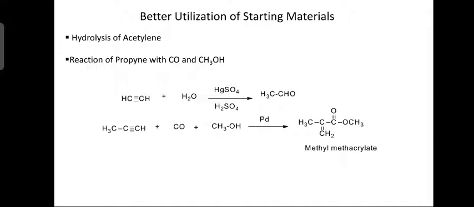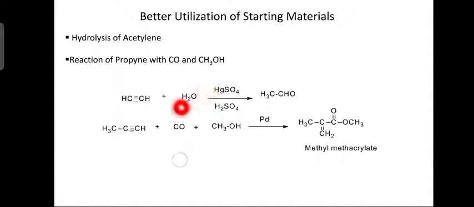Now, next is better utilization of starting materials. Under this there are 2 examples: hydrolysis of acetylene and reaction of propyne with carbon monoxide and methyl alcohol. First let us see the hydrolysis of acetylene. Acetylene undergoes hydrolysis with dilute sulfuric acid and in the presence of mercury sulfate catalyst to give acetaldehyde. And this is the equation: CH≡CH + H2O gives CH3CHO. So, this is the product formed.